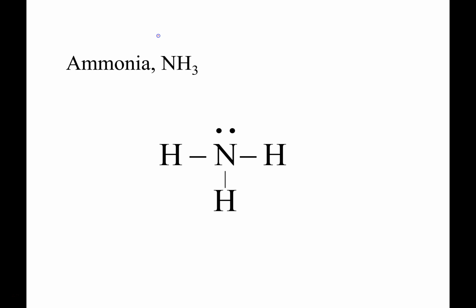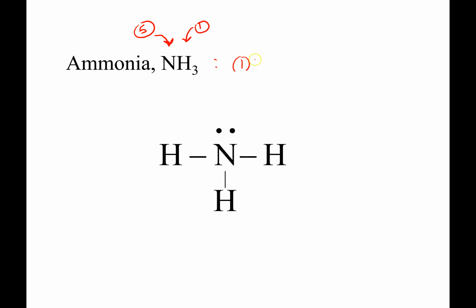All right, so how many valence electrons does nitrogen bring to the table? What's at the top? What group is it? 5, yep. So it brings 5 valence electrons. How many does hydrogen bring? Just 1 each. So the pot looks like this.